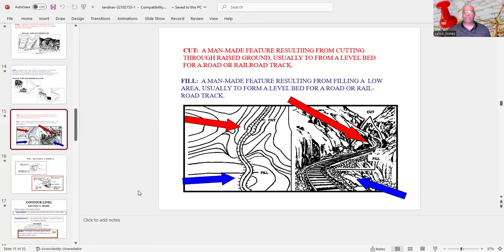Then we get into a cut. A cut is a man-made feature resulting from cutting through raised ground, usually from a level bed or a road or railroad track. And then we have a fill, a man-made feature resulting from filling a low area, usually to form a level bed for a road or railroad track.